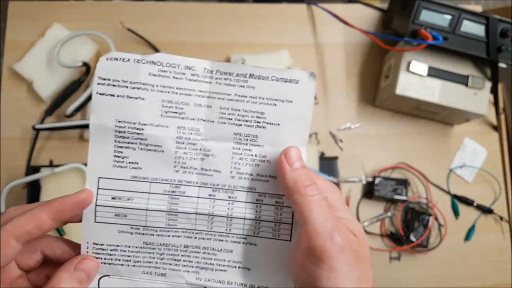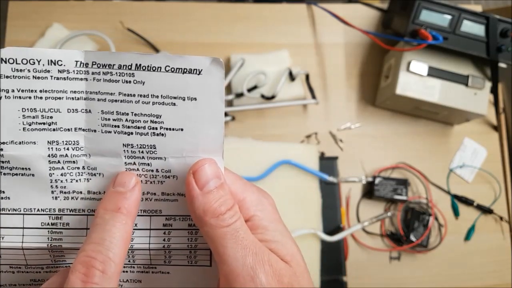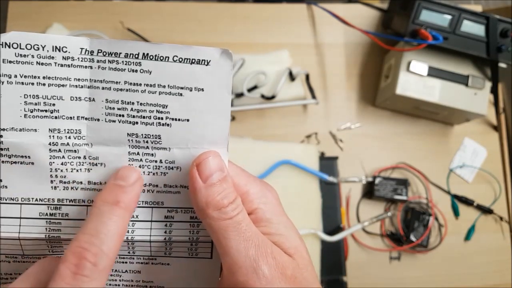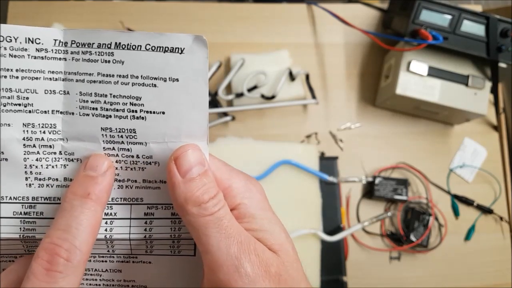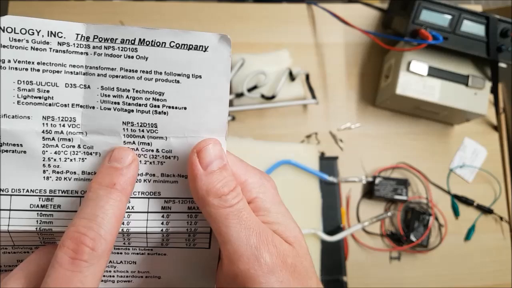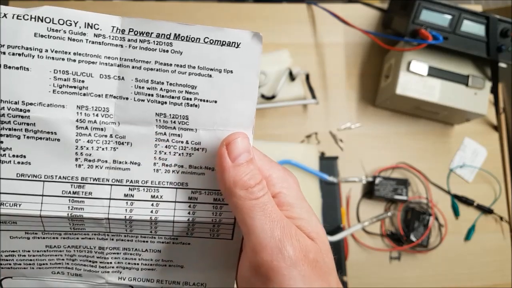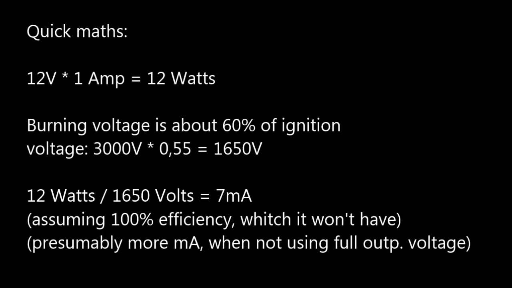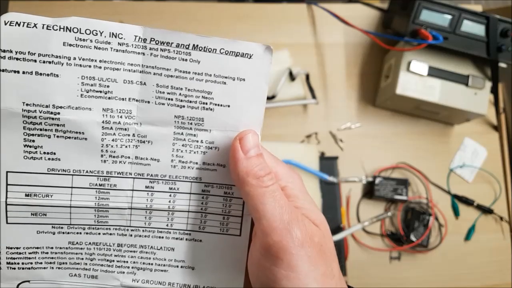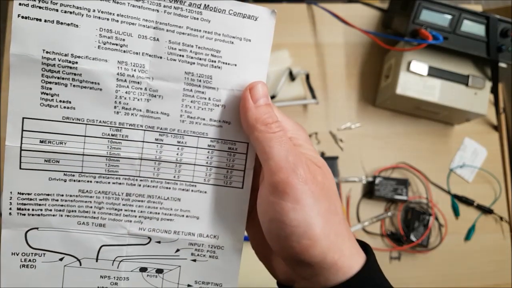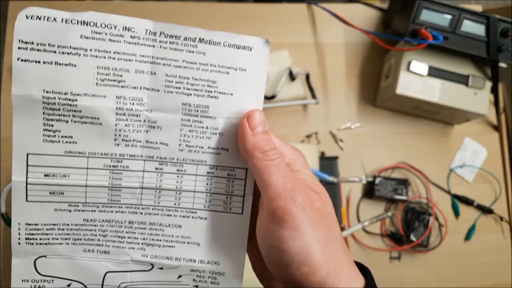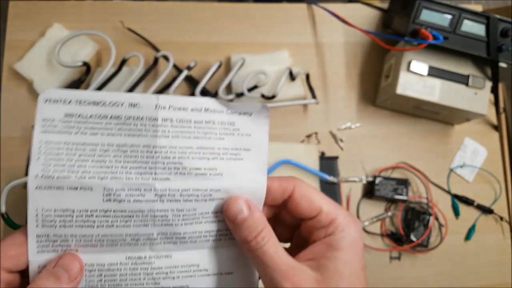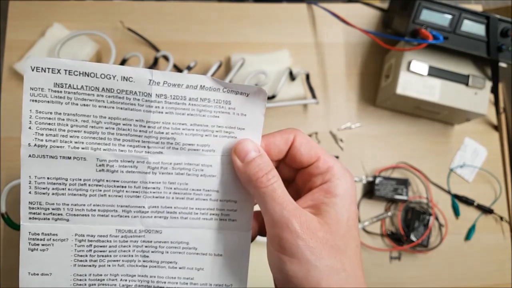And they came with an info sheet, and on here it says 5 milliamp RMS equals brightness of 20 milliamp core and coil. I think that's a typo, because that's a very brave claim. I think they wanted to write 15 equals 20 core and coil. And then we have some maximum tubing length here. And what else? Width potentiometer.